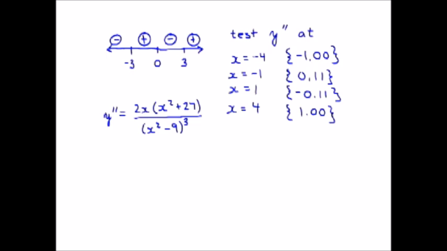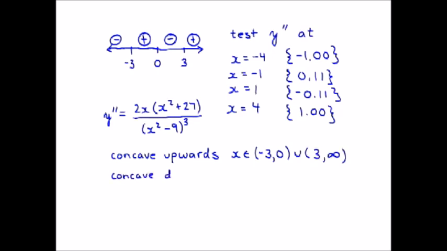So to recap, my function is concave upwards from -3 to 0 in union with 3 to infinity, and it is concave downwards from -infinity to -3 in union with 0 to 3.